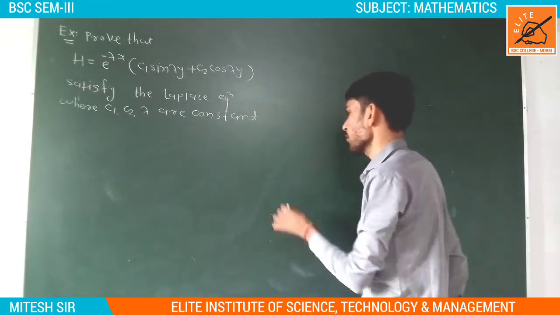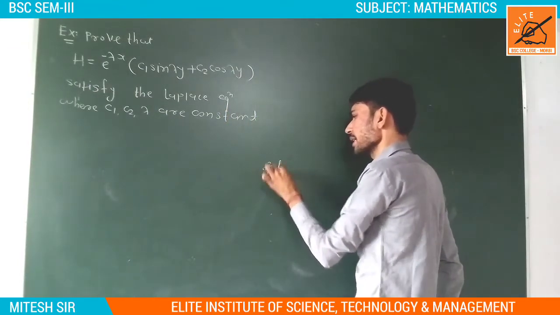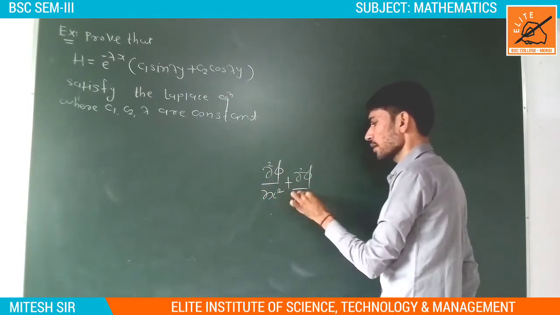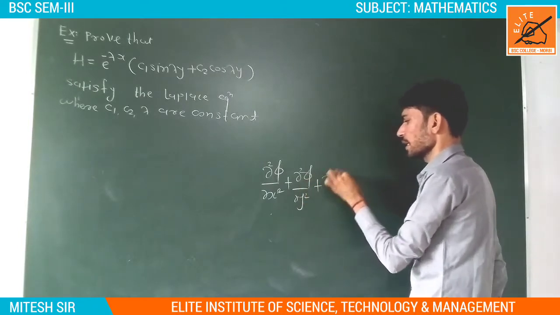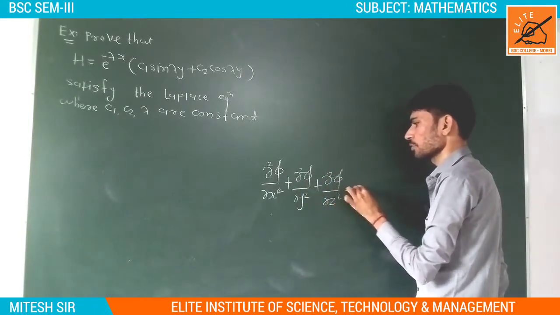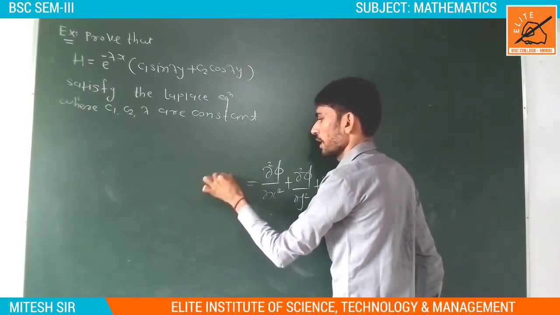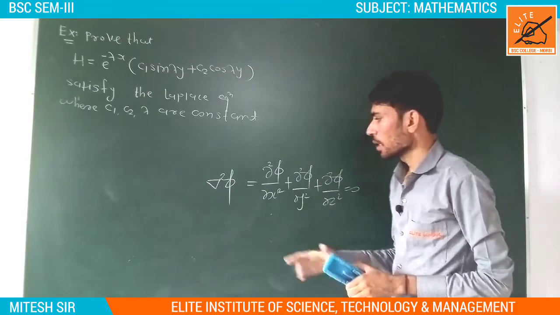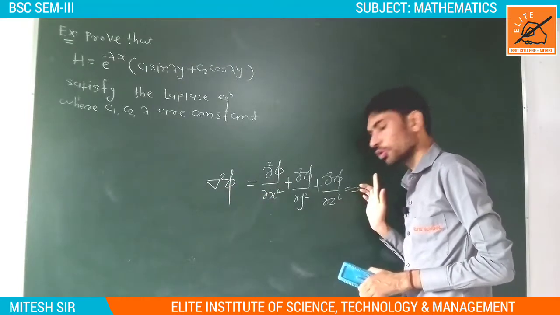As we know, the Laplace equation is del square phi by del x square plus del square phi by del y square plus del square phi by del z square is equal to 0, that is nabla square phi. Now satisfying the Laplace equation means to prove nabla square phi is equal to 0.